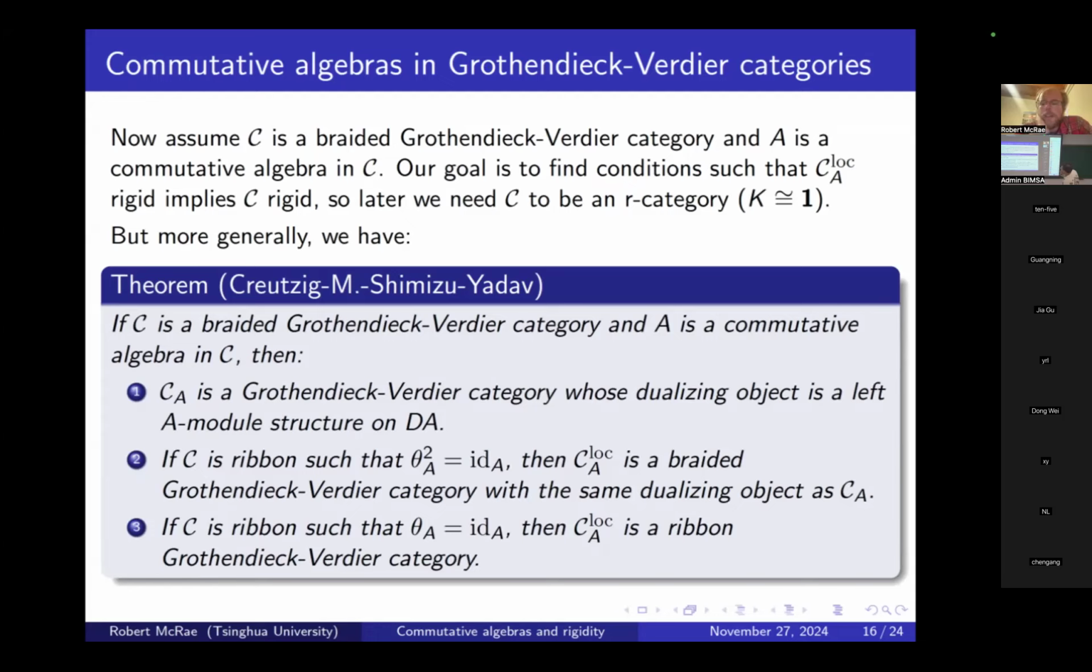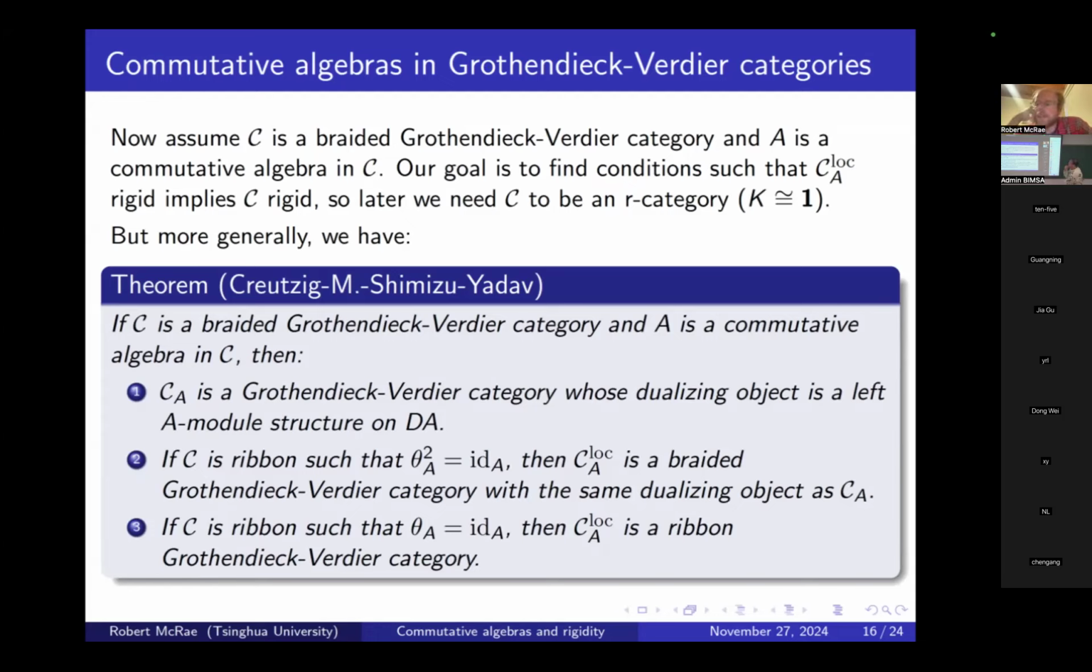I think the only condition you need is this coequalizer condition, so that at least C is a monoidal category. Other than that, it's also completely general.